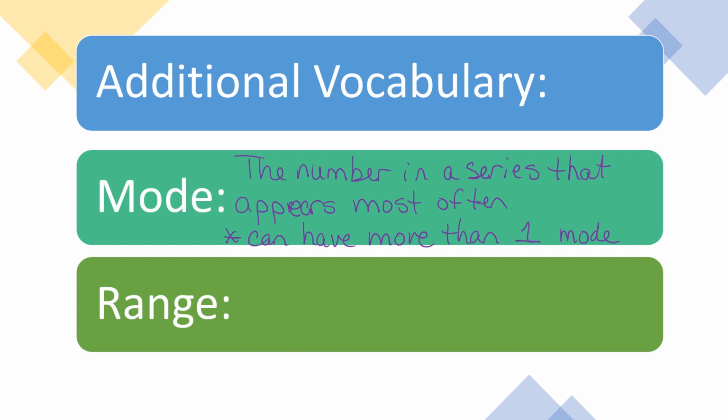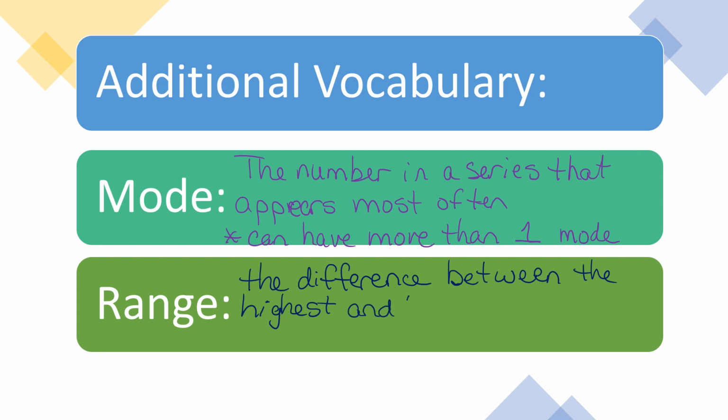And then the range is the difference. Difference is subtraction, so it is the difference between the highest number in the series and the lowest number. In a series of data, so in a series of values. So the range is the difference between the highest value and the lowest value in the series.